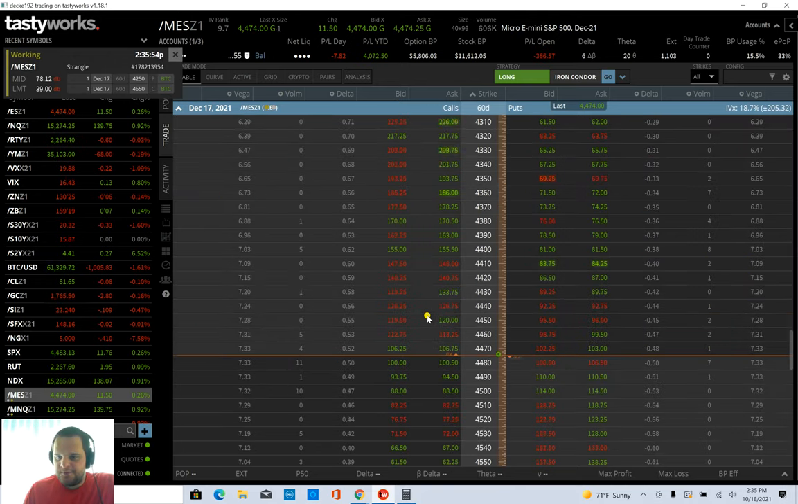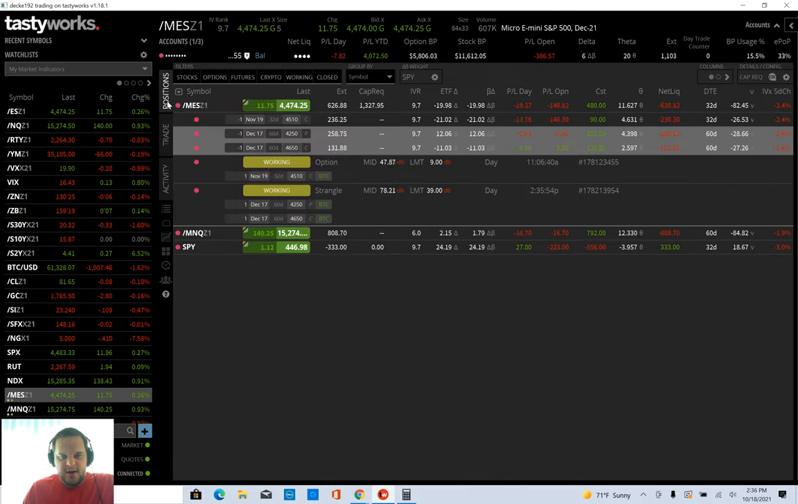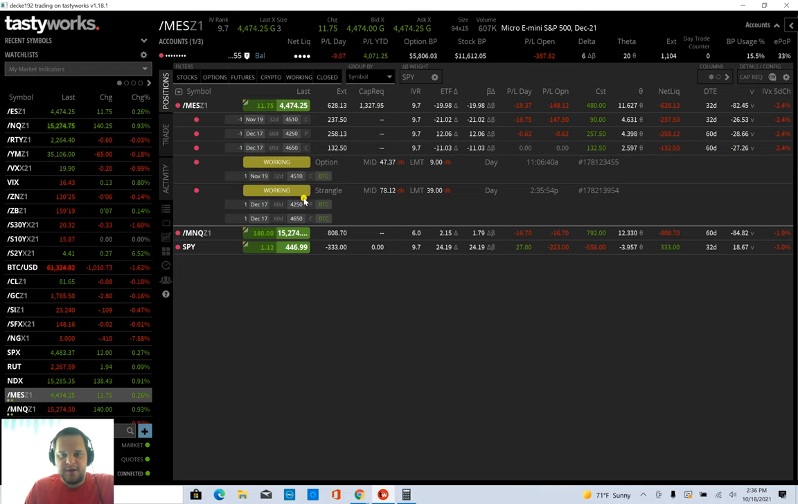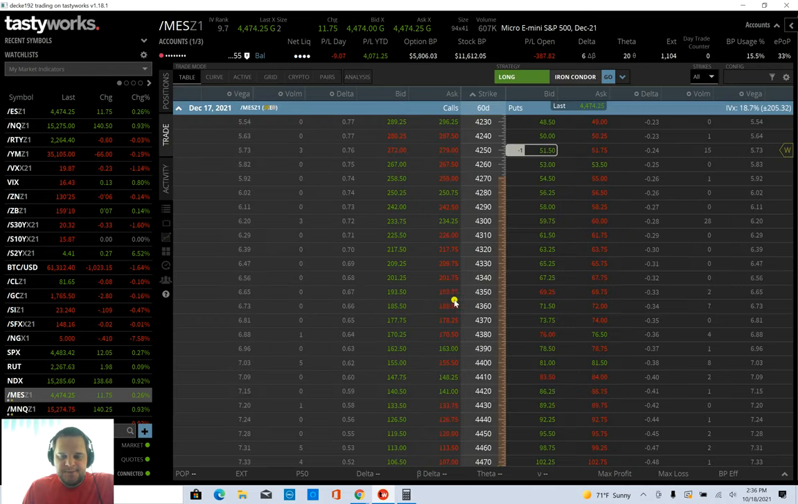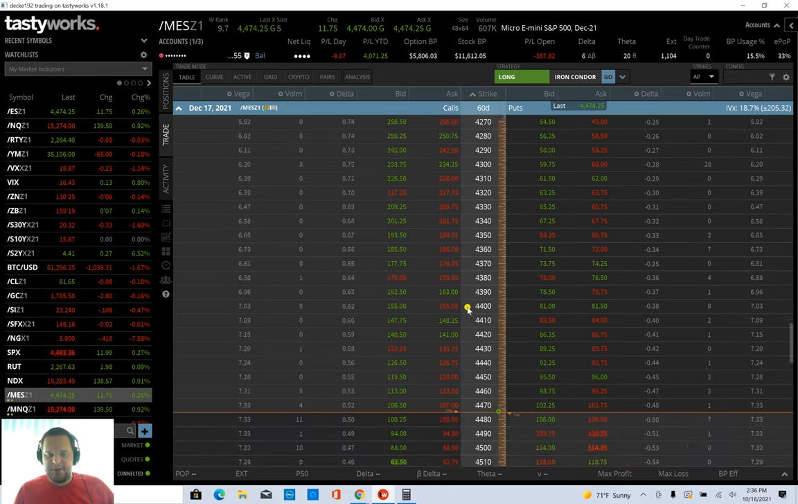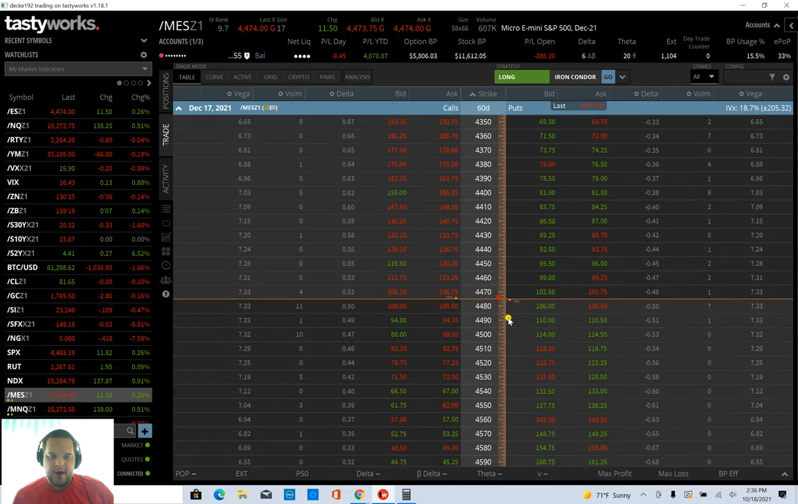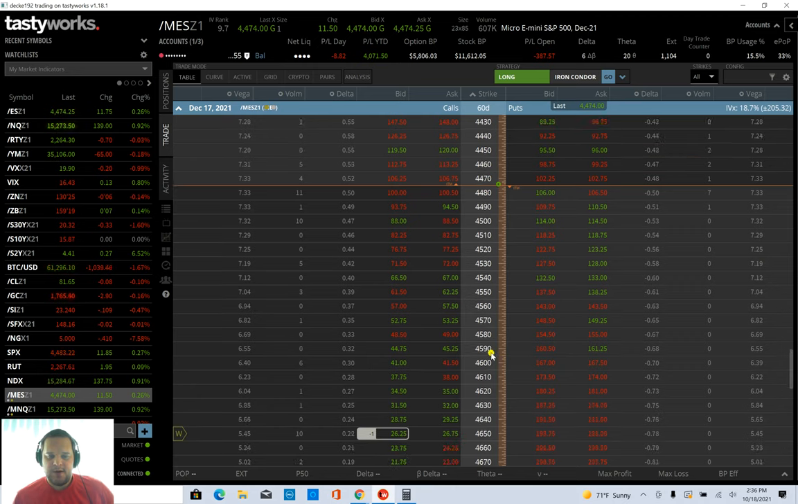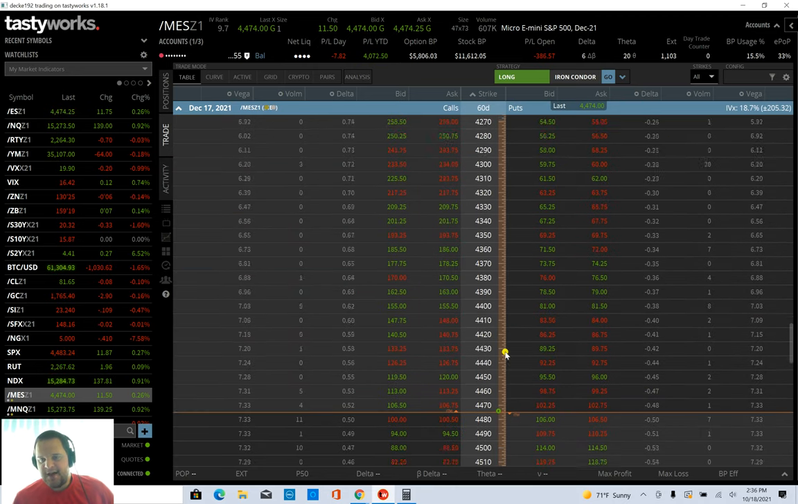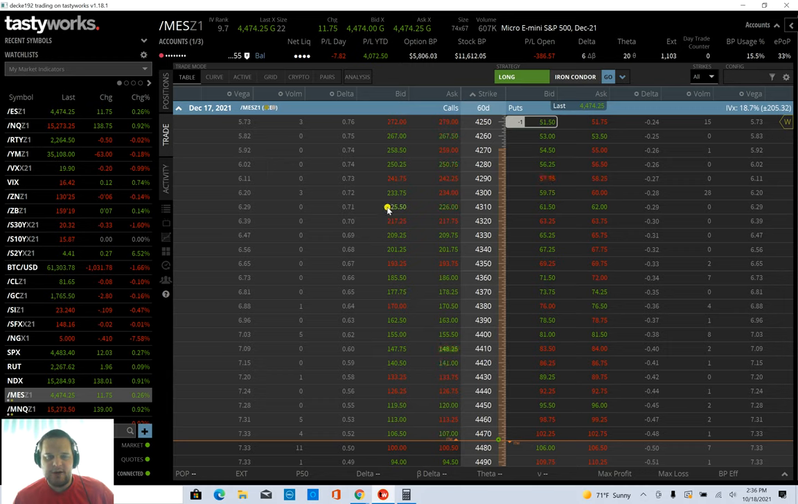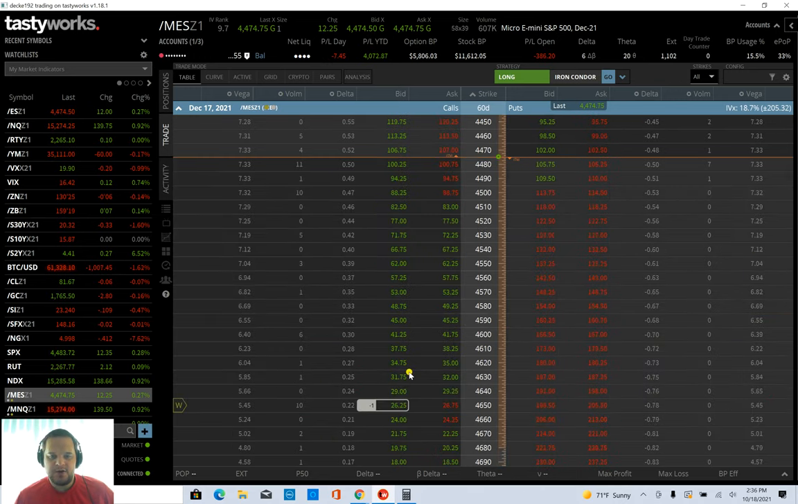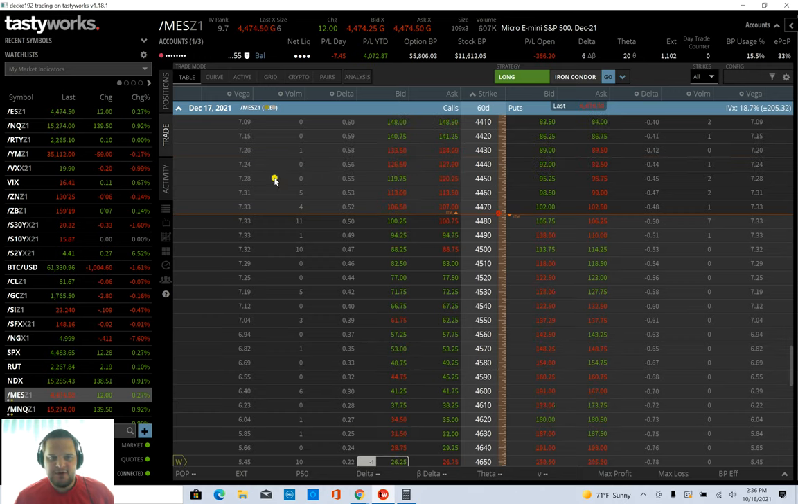Best case scenario is that this gets filled and MES just sits here and I don't have to do anything. But that rarely happens. So how am I going to defend this if it goes against me? Basically, as the market moves against me, I'm going to roll the untested side. I usually roll the untested side when the overall net delta of the strangle gets to around 20 or 30 delta. Right now, the short put is giving me 24 delta. The short call is giving me negative 22 delta. So this position is positive 2 delta.